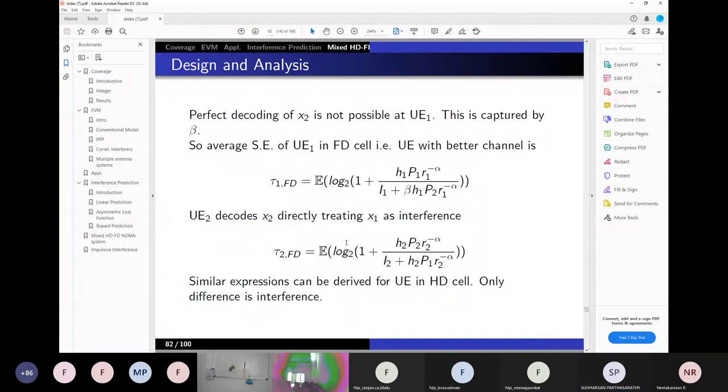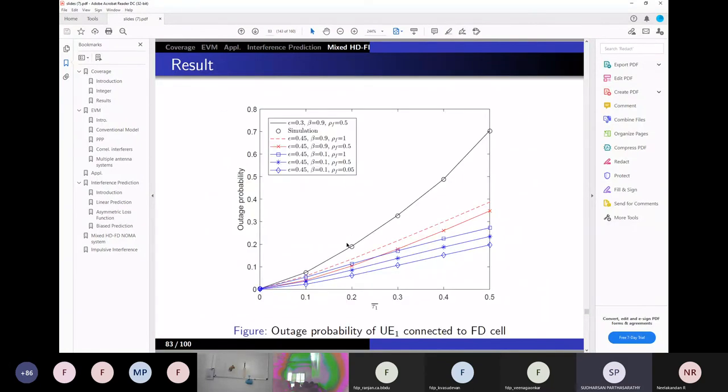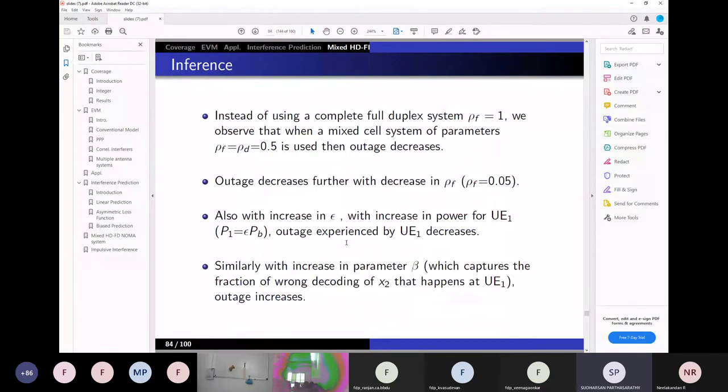Slide number 83. You have the threshold on the x-axis and the outage probability on the y-axis. What are the inferences that we can get from this graph? Slide number 84. Instead of using a complete full duplex system, we observe that when a mixed cell system with parameters rho F equal to 0.5 and rho D equal to 0.5 is used, the outage decreases, which means the coverage increases. Outage decreases further with decrease in rho F, as expected. So as you keep decreasing rho F, your outage will decrease and your coverage will increase.